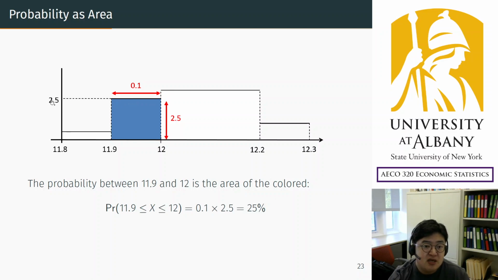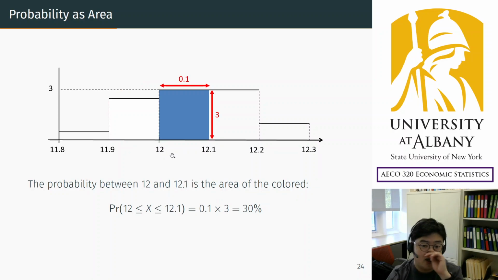So now it means something. We need to multiply 2.5 to obtain the probability here, right? Similarly, if you want to calculate probability between 12 and 12.1, the width is still 0.1, but height is slightly higher, 3. So probability is 30%.